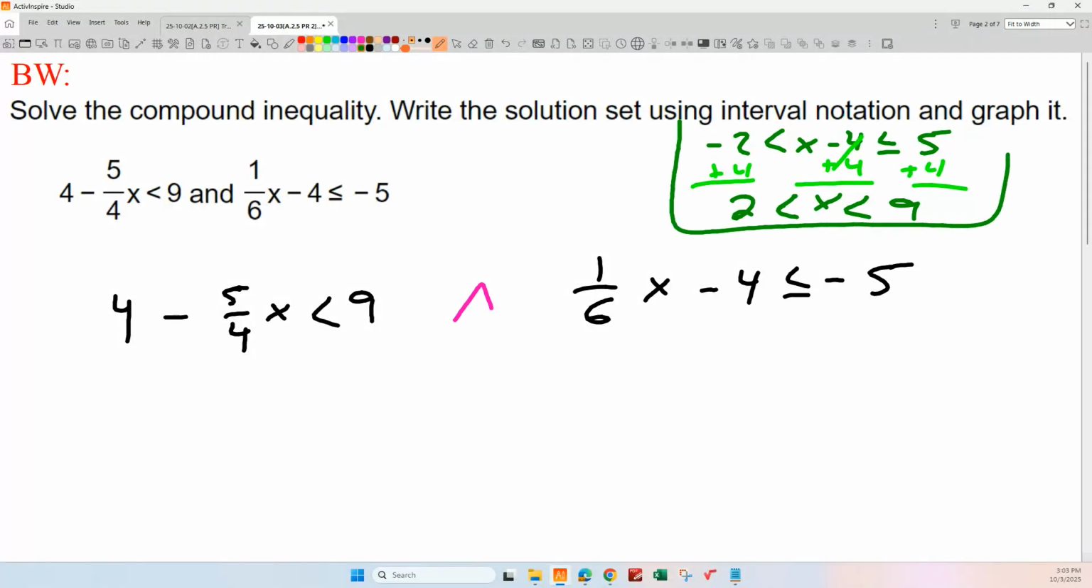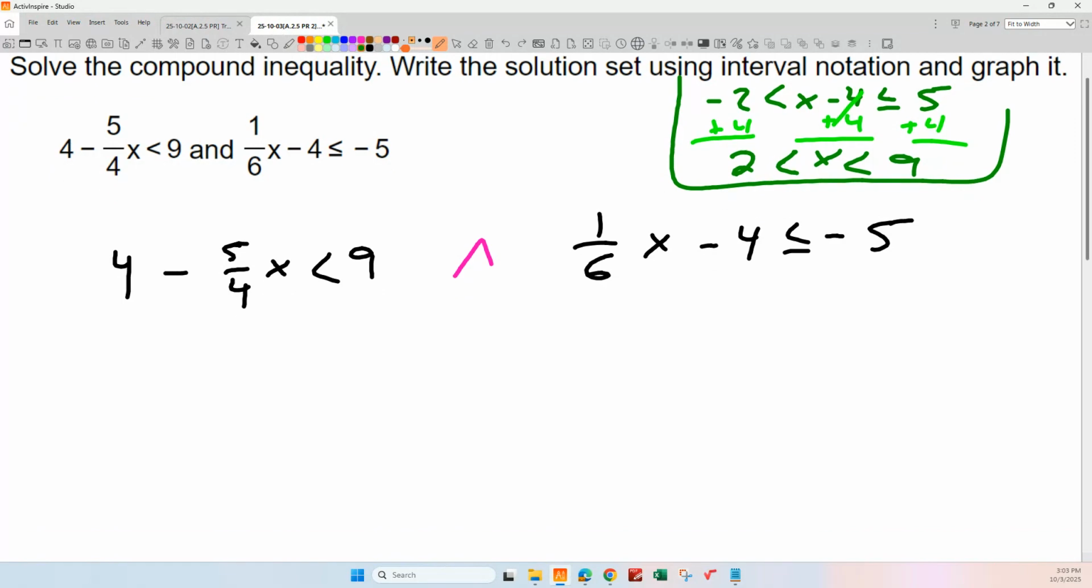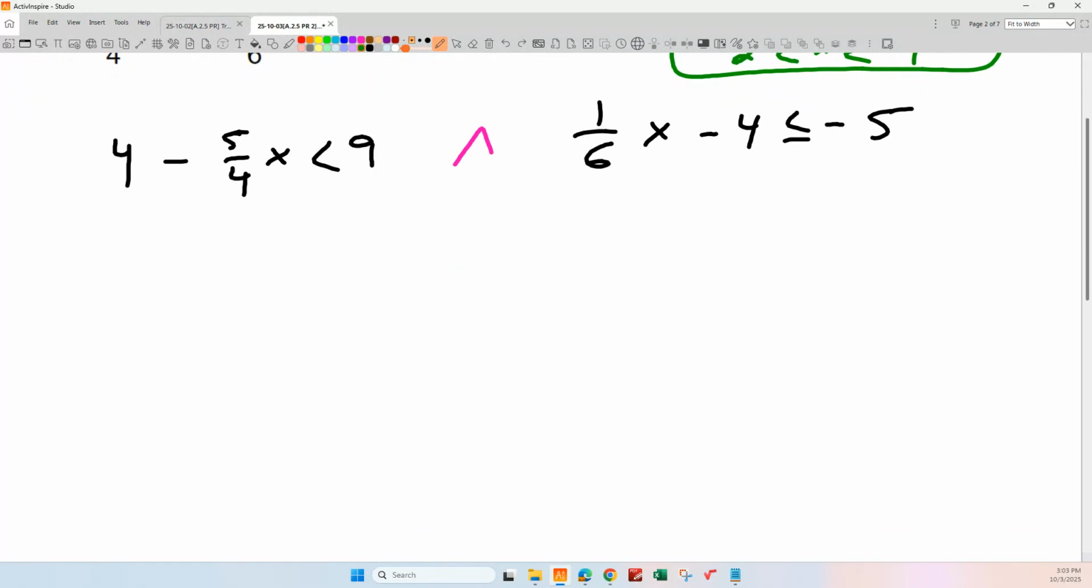This is different. Anytime you have 2 separate inequalities joined with and or or, then you always solve them individually. Okay, we just do them one at a time. So we're going to take the 2 separate simple inequalities and solve those one at a time. How about this first one? What would I do to that first one? What did you guys do yesterday?